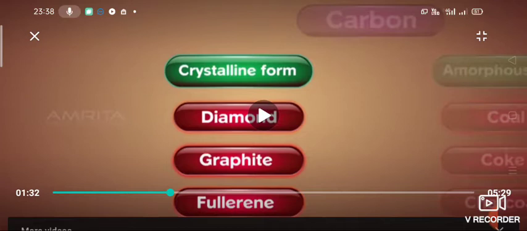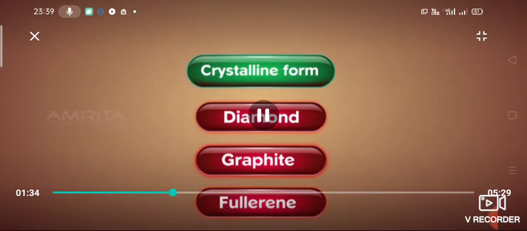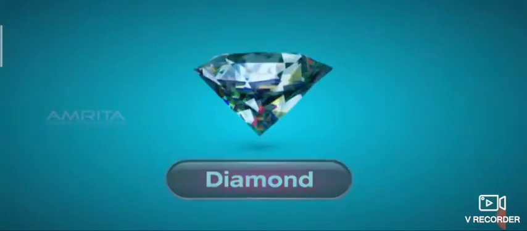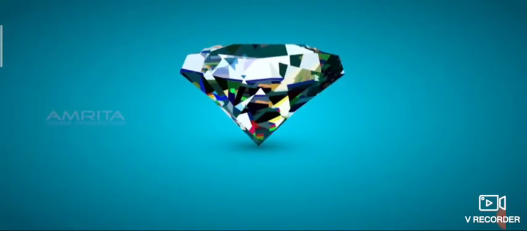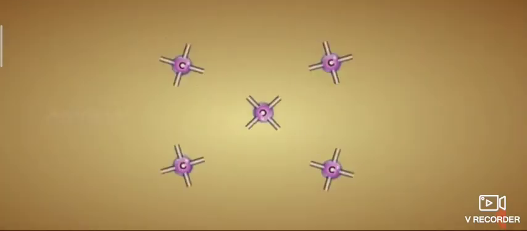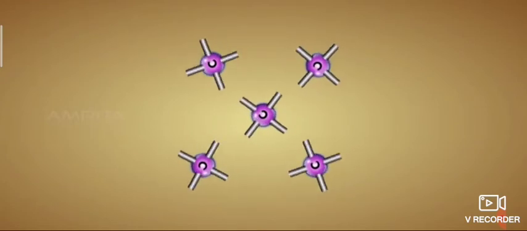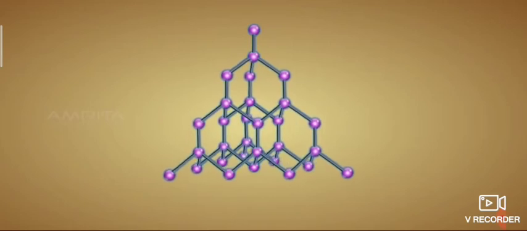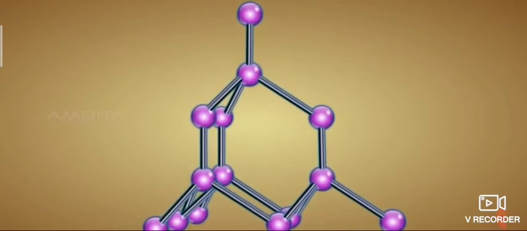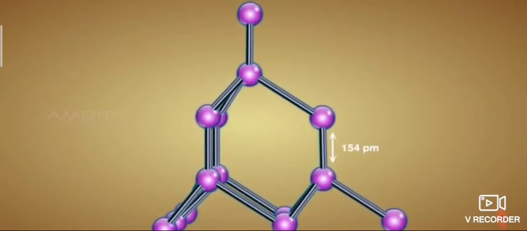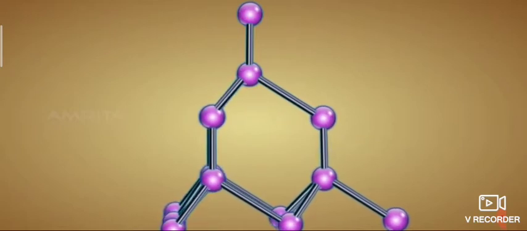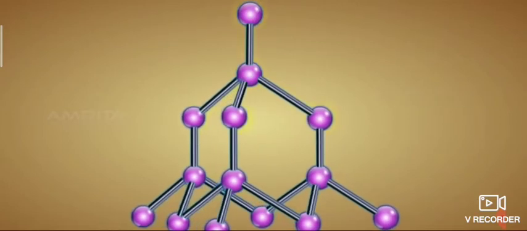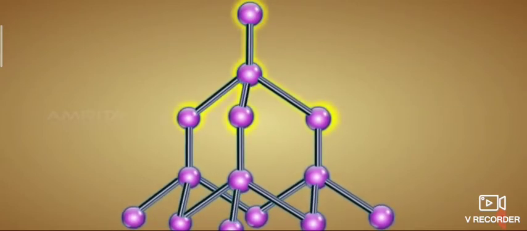So the first one is diamond. When you see the diamond, you see it is very shiny, but it is one of the forms of carbon. Its 4 valence electrons of carbon are combined with 4 atoms of carbon. So it gives a very hard and rigid structure. The distance between one carbon atom and another carbon atom is 1.5 picometer. Density is 3.5 gram per cc.